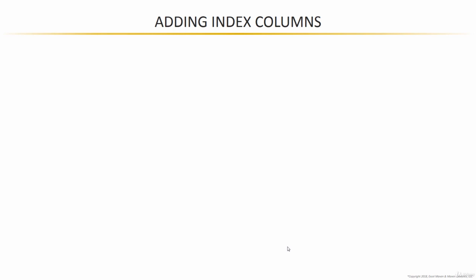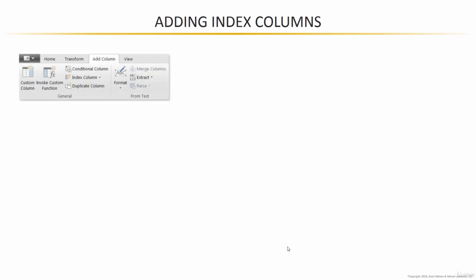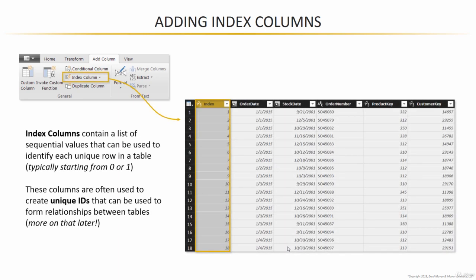Let's talk about two more types of columns that you can add from within the query editor: index columns and conditional columns. So starting with index columns, you'll find the option right here in the Add Column menu. And basically what an index column is, it's a list of sequential values that uniquely identify each individual row of a table. Typically these start from 0 or 1, and they're most often used to create unique keys or IDs that can be used to form relationships with other tables.